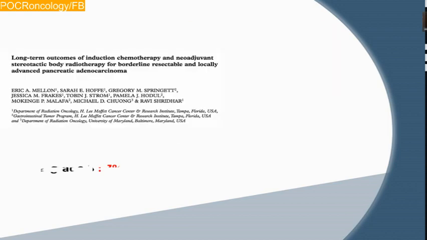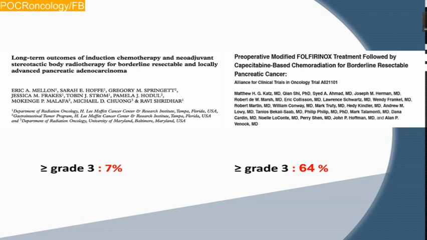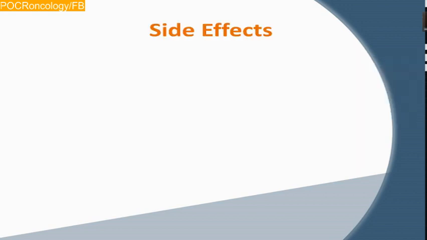Here I'm comparing just two well-done studies, the Alliance trial, as I mentioned before, and one large SBRT trial. The acute side effect here is 7%, and the acute side effect here is 64%. And that's what we see. Acute side effect is noticeable, and it's usually very easy treatment for the patient.